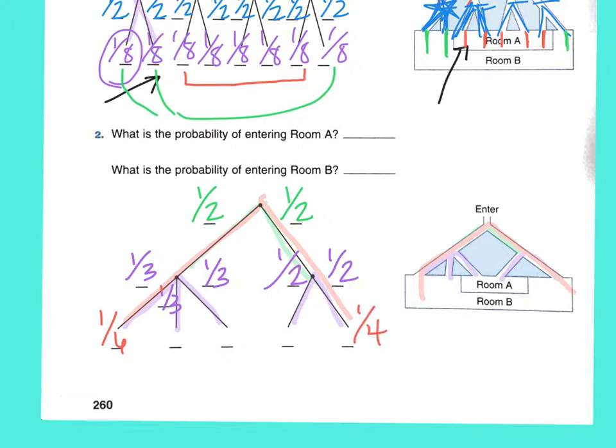So when we follow these paths, we need to be very careful that we're following that exact path using those exact fractions. 1/2 times 1/3, 1/2 times 1/3. So both of those will also be 1/6. And then looking over here, 1/2 times 1/2, I'm going to get another 1/4 probability.